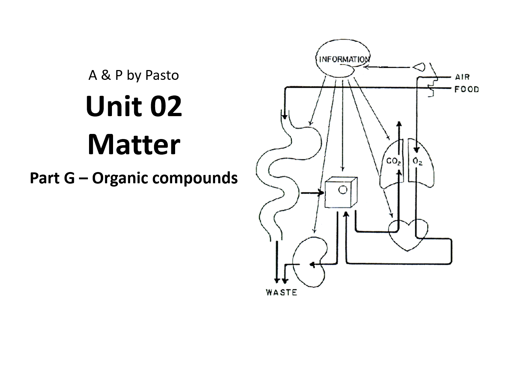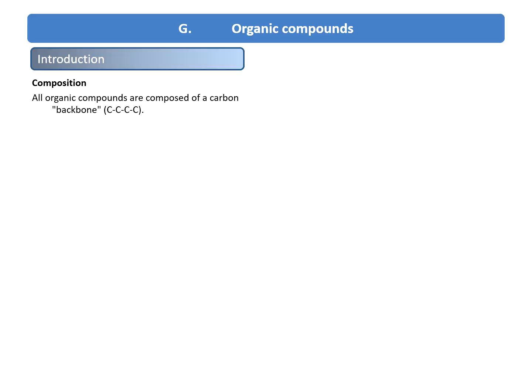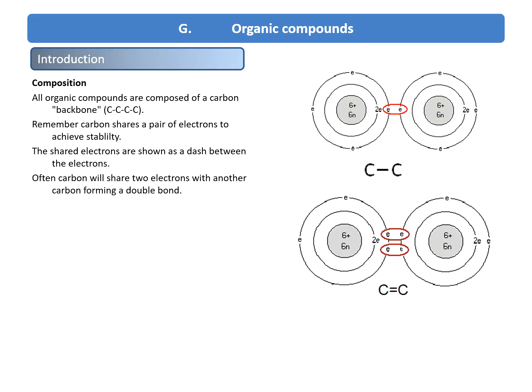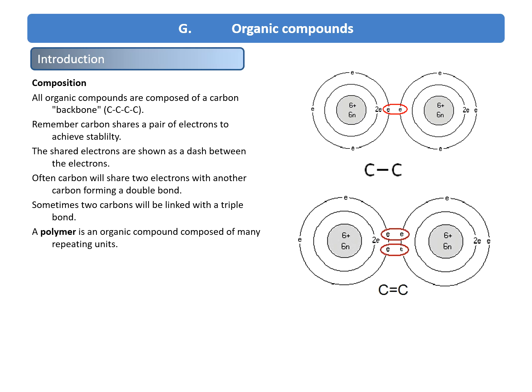This video will introduce you to Part G, Organic Compounds, the Molecules of Life. All organic compounds are composed of a carbon backbone. Remember, carbon shares a pair of electrons to achieve stability. The shared electrons are shown as a dash between the two carbons. Often, carbon will share the two electrons with another carbon, forming a double bond. Sometimes carbons will share 3 electrons to form a triple bond.